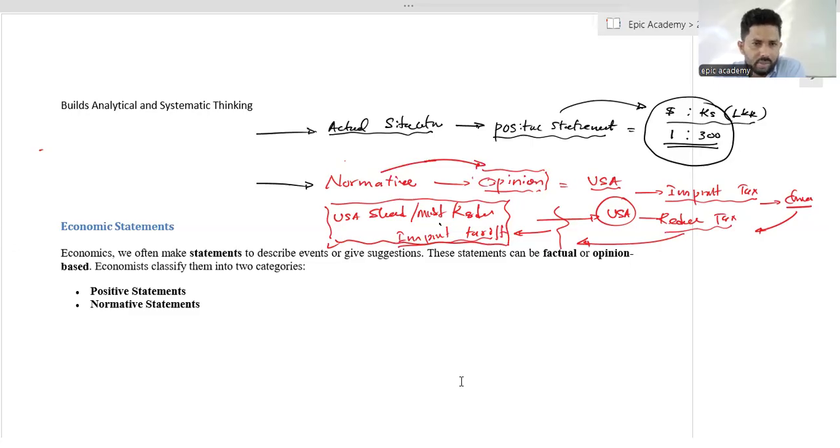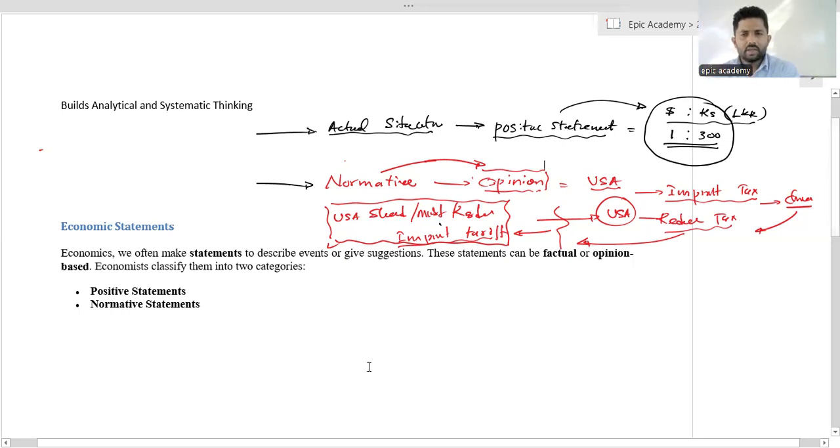If you are going to discuss the normative statement, it always describes the opinion of one person: what kind of things they expect from the economy, what kind of things they are expecting from economic activities. That is why we use some words in that statement, like should, must. It is very easy to identify the normative statement. Okay, so we have already identified the difference between normative and positive statements in the economy.